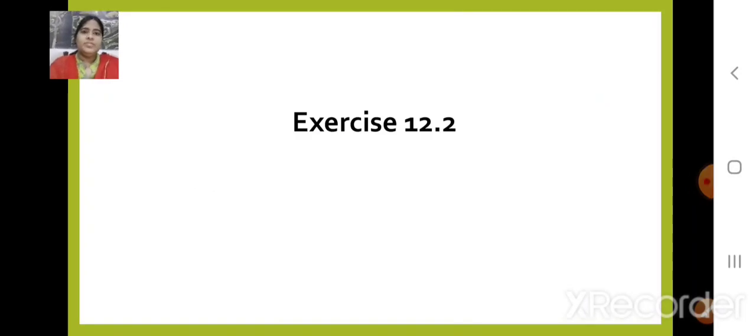Now let us move towards exercise 12.2. Everybody will take out the textbook, page number 172. The first question is easy and it is homework for you. There are 2 questions. We will go towards question number 2.